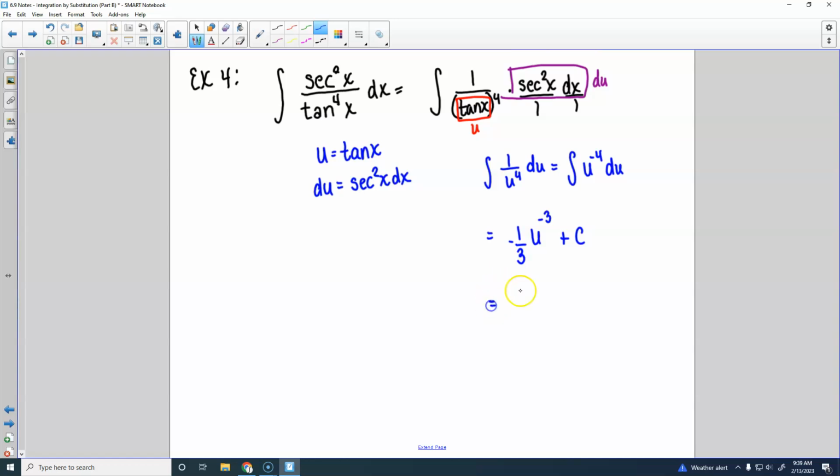So you will probably see that u come back down to the bottom, and then you have to plug that tangent back in. So negative 1 over 3 tangent cubed x plus c.